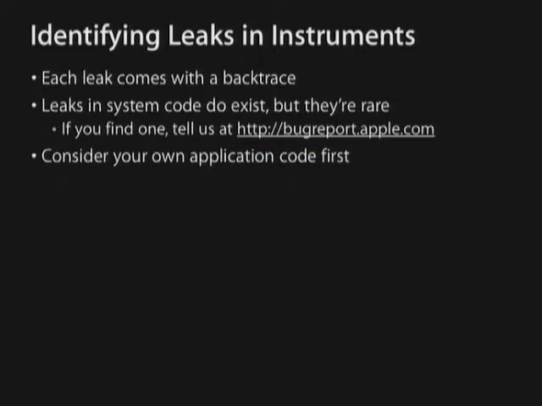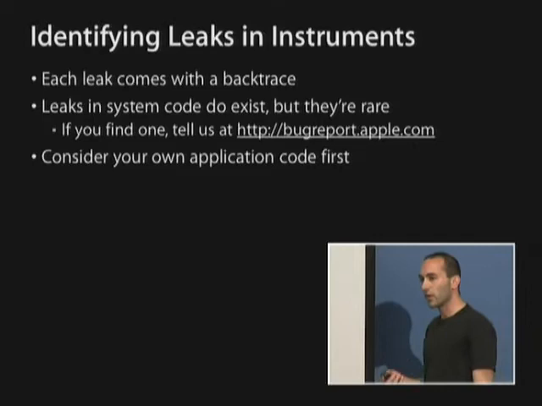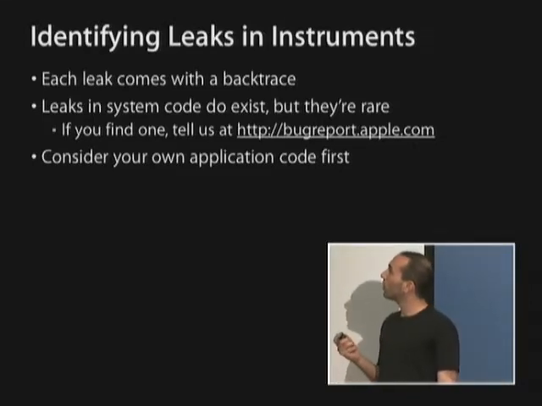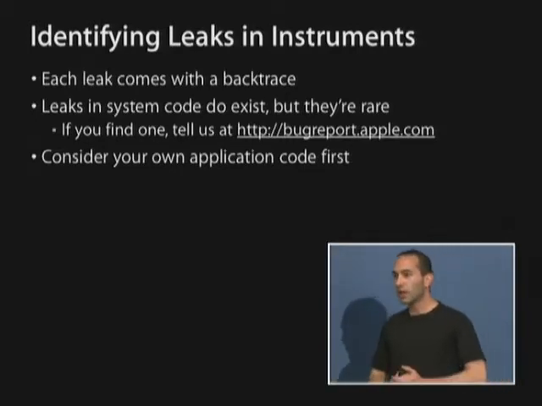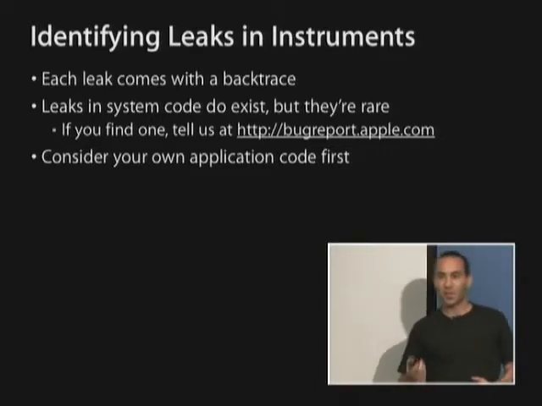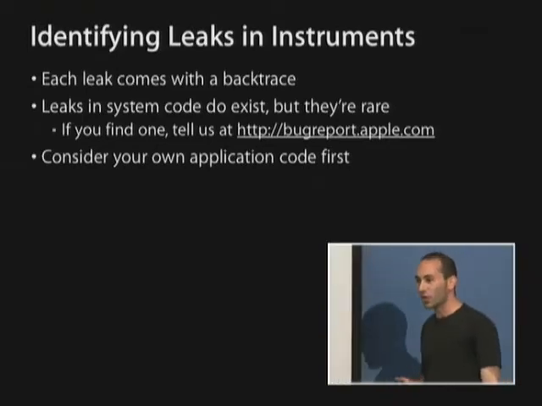Each leak comes with a backtrace of where the object was allocated. So this makes it really easy. When you see a leak that's occurred in your application, it points you right to where that object came from. And you can usually balance it right there from inspection. So sometimes there are leaks in the Foundation and UIKit classes, but it's very rare. I have found them, and you may find them too. If you do, write up a bug. But the first place to look is your own code.